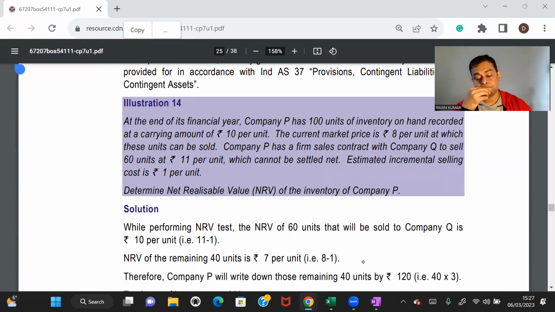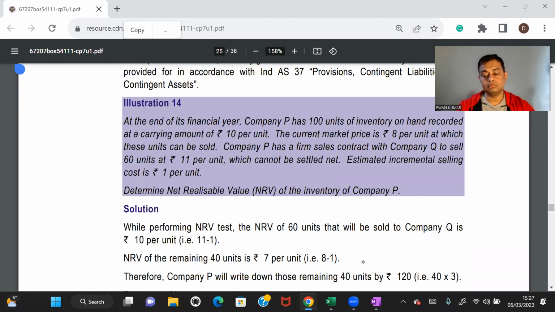Yes, sir. At the end of this financial year, company P has 100 units of inventory on hand, recorded at a carrying amount of rupees 10 per unit. Can I say this 10 rupees is cost? Yes, this 10 rupees is cost. Okay, very good. Next.